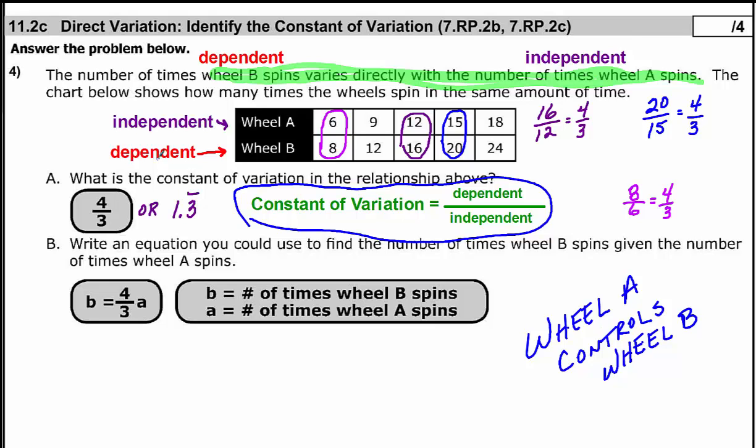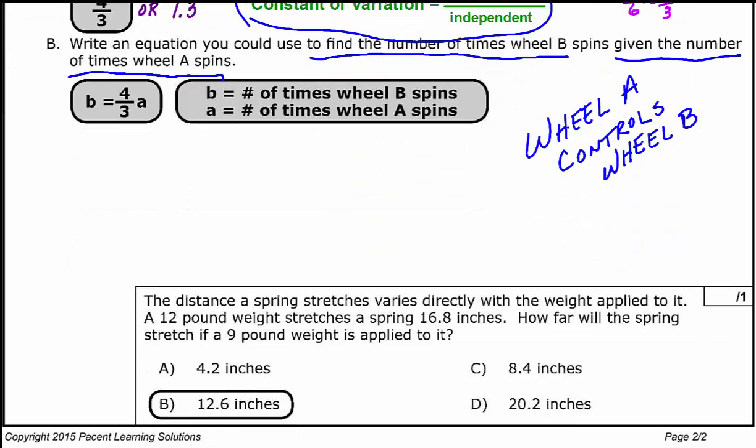And then as far as the equation, since it is asking you to find the number of times B spins, given the number of times A spins, we know that B has to be by itself. That's the thing we're trying to find. And the thing you're trying to find is always on a side of the equal sign by itself. All right, so there you go. There are the regular questions on the test.